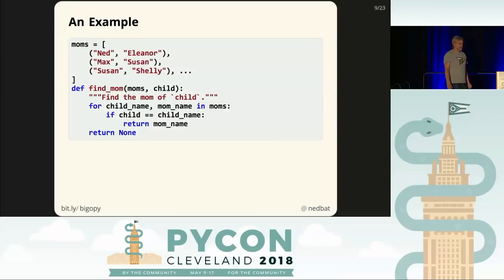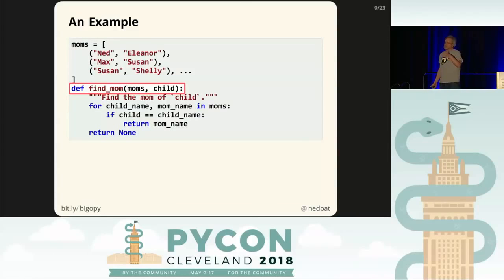So here's an example of some code. What we're going to do is have a data structure called moms, which is a list of tuples. And the tuples are people and their mothers, right? And then we're going to write a function called findMom. And findMom is going to take that list of moms and the name of a child, and it's going to find the child's mom, okay?